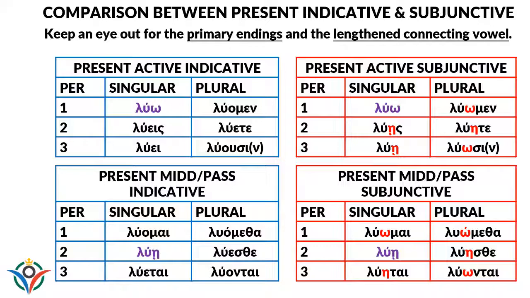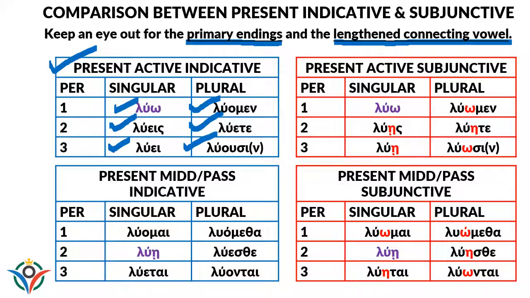It's now time to learn the present subjunctive verb endings. But in teaching you these verb endings, I'd like to do it by comparing the present indicative with the subjunctive. Before we do so, I just want you to keep an eye out for those two characteristics. The first one being the primary endings, and the second one, the lengthened connecting vowels. On the left-hand side here, we have the present active indicative verb endings. By now you should have memorized these endings. We have luo, luace, lua, luamen, luete, and luusin.